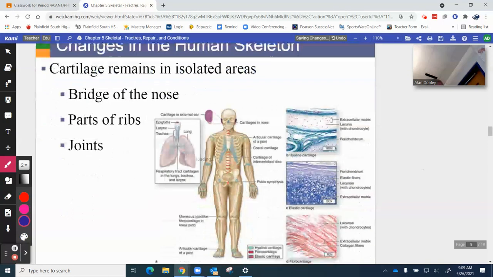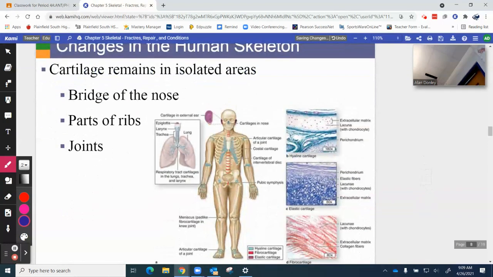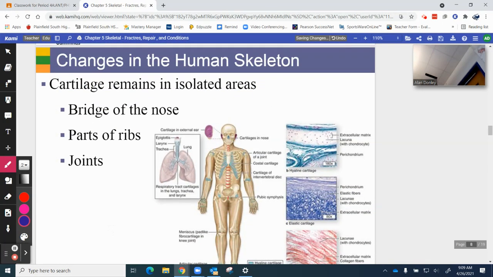Okay. As we change, though, that cartilage gets replaced by bone. And then in humans and adults, there are really only three places where we still have cartilage. All right, the bridge of our nose, that's still cartilage. The sections that join our ribs to our sternum, that's also cartilage. All right, our ears are mostly cartilage, that's not on here. And then in between all of our joints are the only places we really still have any cartilage left.